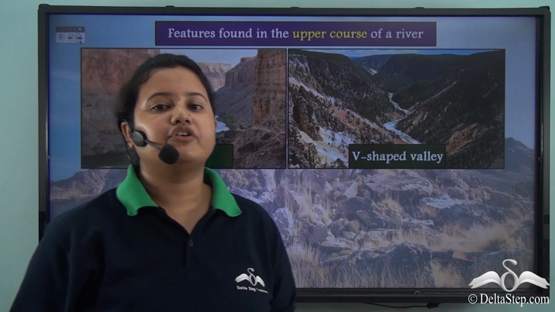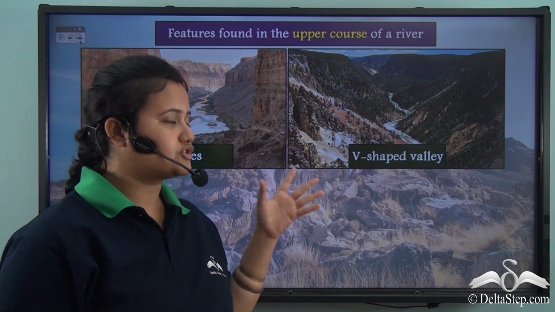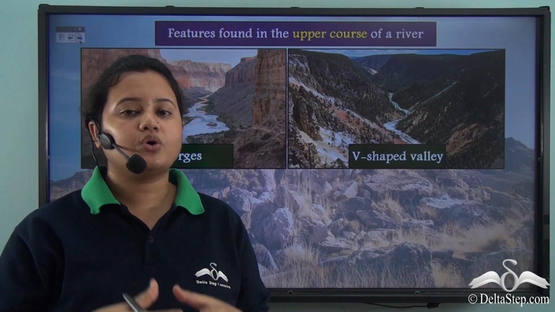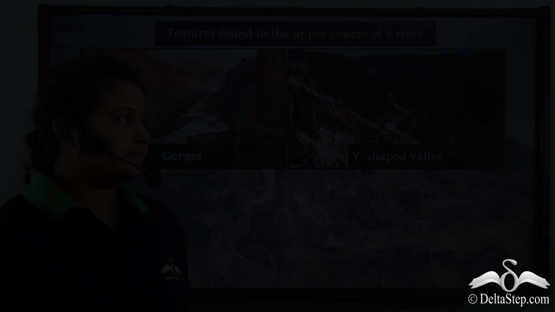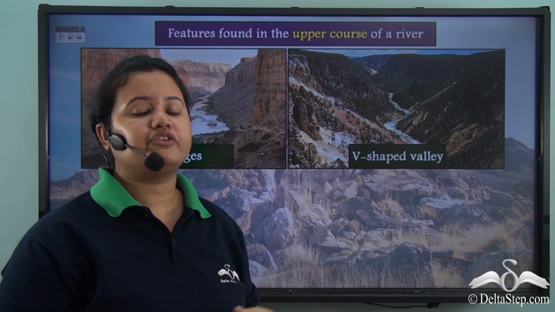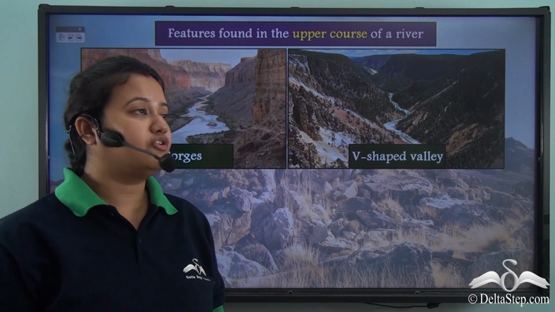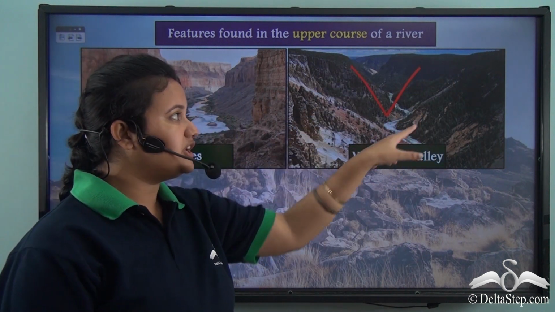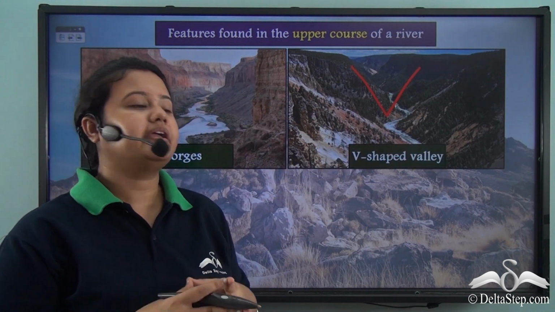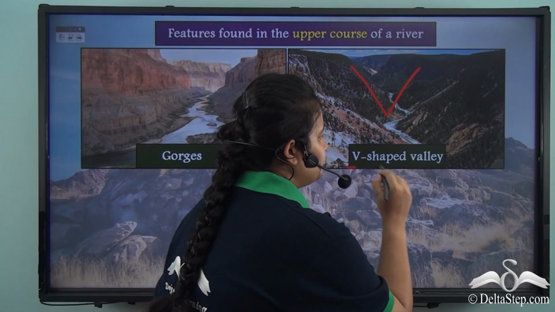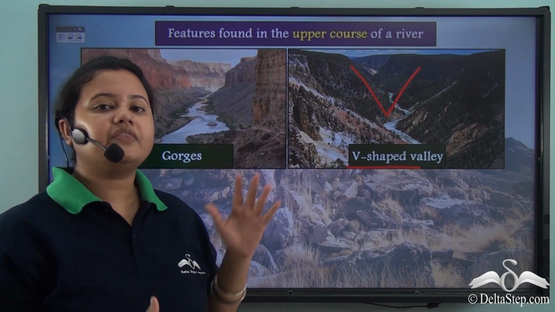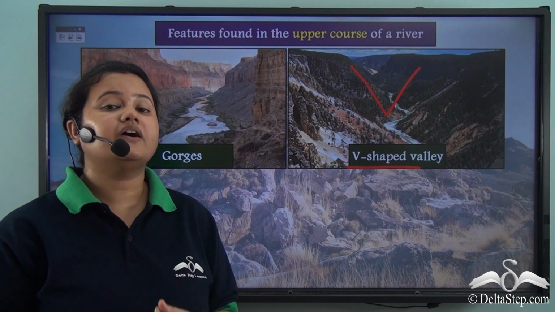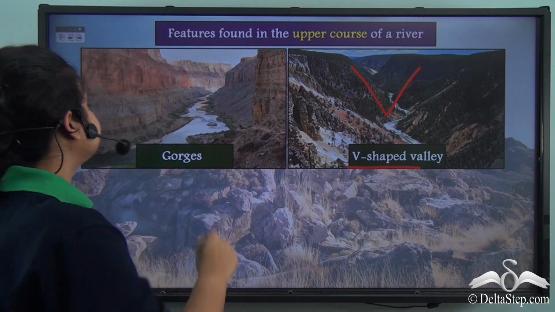Now, if a river flows through a region of soft rocks, that is not so hard and resistant rocks, then it erodes the surface of the rocks more and forms V-shaped depressions or valleys. So, these V-shaped depressions formed by a river are called V-shaped valley. And this is another kind of feature that is found in the upper course of a river.